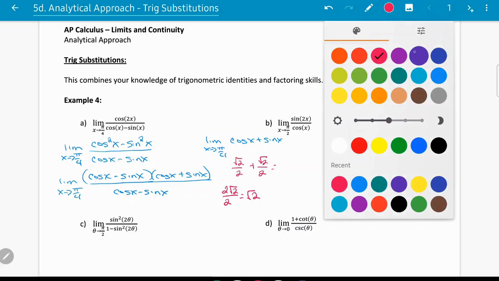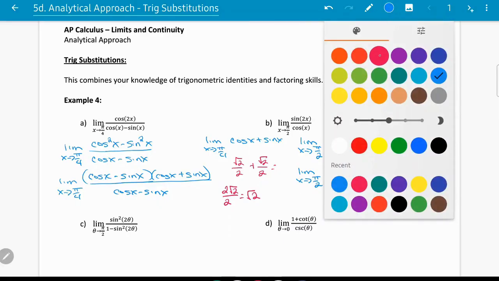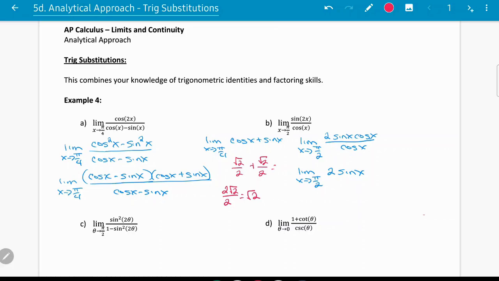All right, so looking at example B, we have the limit as x approaches pi over 2 of sine 2x over cosine x. This becomes the limit as x approaches pi over 2. Sine 2x is 2 sine x cosine x over cosine x. The limit as x approaches pi over 2 of just 2 sine x. And then we can do direct substitution. Sine of pi over 2 is 1, and so this is 2.